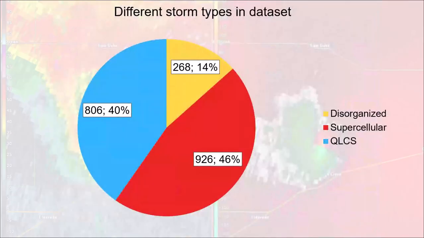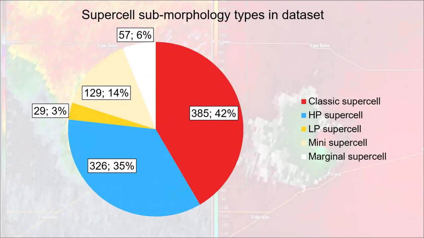Here's another pie chart with the breakdown. So almost half were supercellular, almost half were QLCS, and the remainder disorganized. And here are the submorphologies of the supercells. We almost have an even split between classic supercell and HP supercell from last year's tornadoes. LP supercells were very rare to have tornadoes.